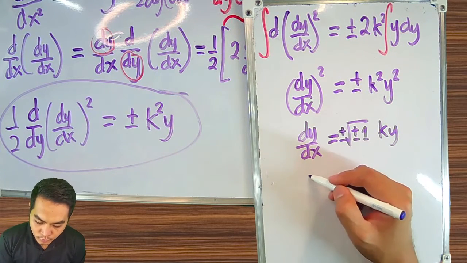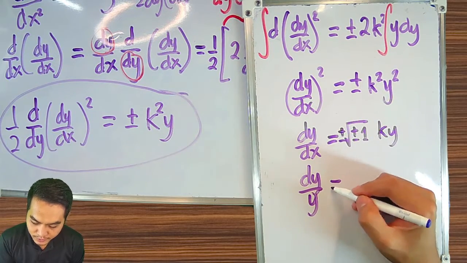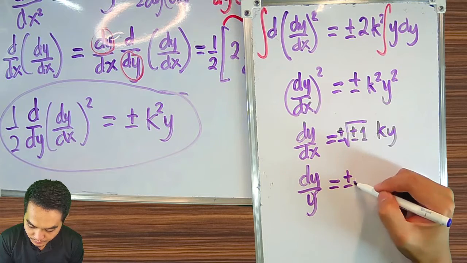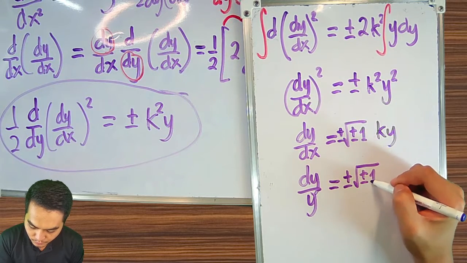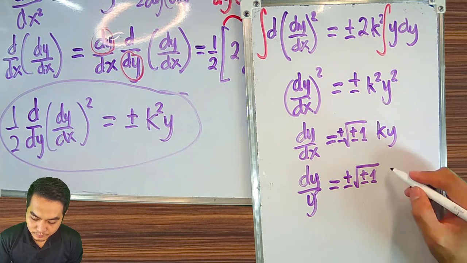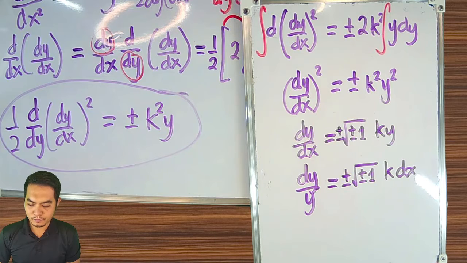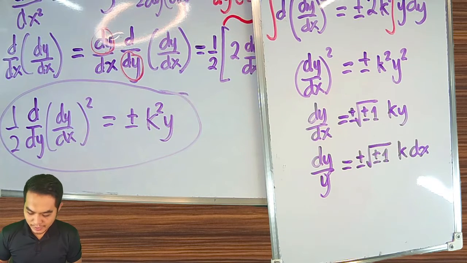So we cross multiply y, so we will have dy over y is equal to plus and minus square root of plus and minus 1 times k dx. Okay. And then integrate again.